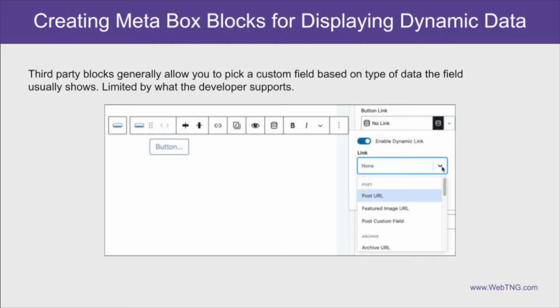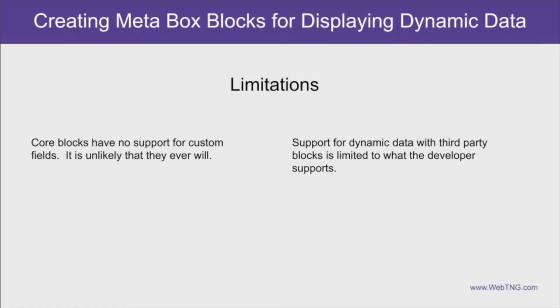So for example, you can have a text type of block to display textual data, a button to display a URL, and so on. We all see the limits of the core approach in that third-party custom fields aren't supported at all. We also know that third-party blocks vary in what types of field data they support. For example, there is a third-party block add-on that only supports text area, URL, color picker, and image fields.